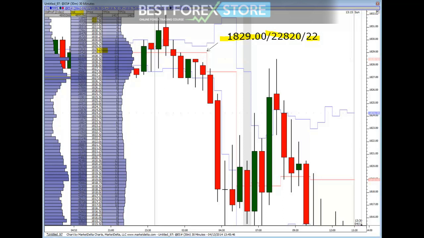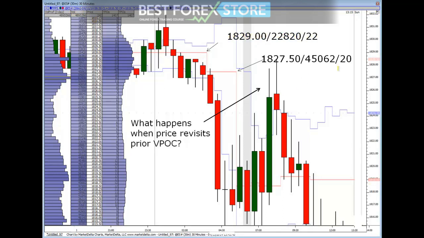Now, after these 22 times, what happened? The volume drops, and that's why we get a volume point of control shift to the downside. Volume begins to increase at a lower level, or a lower price level. At 18.27.50, volume jumps up to 45,062, and yet we're still at 20 TPOs at that level, so we're still getting some rotation there.